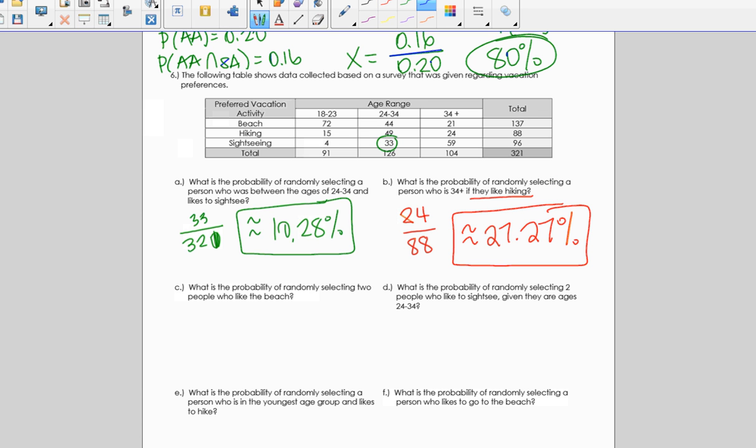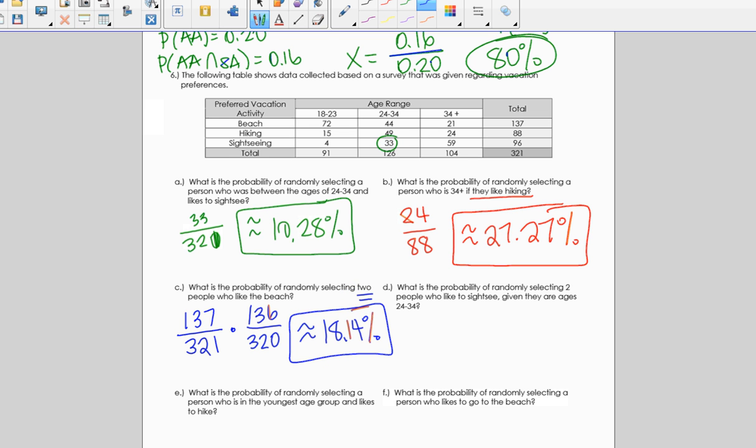C, what is the probability of randomly selecting 2 people who like the beach? Okay, 2 people who like the beach. 137 people like the beach out of 321. Well, if you pick the first one, they're not available to pick again. So if you're selecting 2 people, this is where you have to take down and say now there's only 136 people who still like the beach out of 320 people who are left. So if you're selecting more than one, you got to change that sample space because they are no longer in it. So that is about 18.14%. You guys, obviously, I would be putting these in my calculator if I were you, as I go to make sure that you're good to go on the calculator part of it.